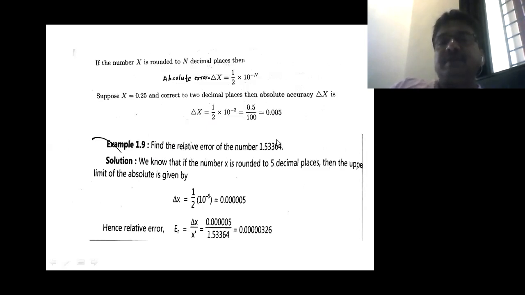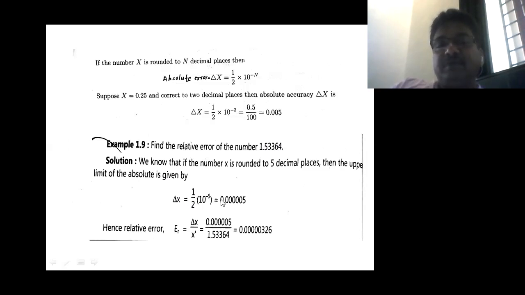Okay, so if the question is, find the relative error of the number 1.53364. This number is rounded to 5 decimal places, and therefore the upper limit of absolute error, or just say absolute error or absolute accuracy, delta x is equal to 1/2 into 10 raised to minus 5, right?